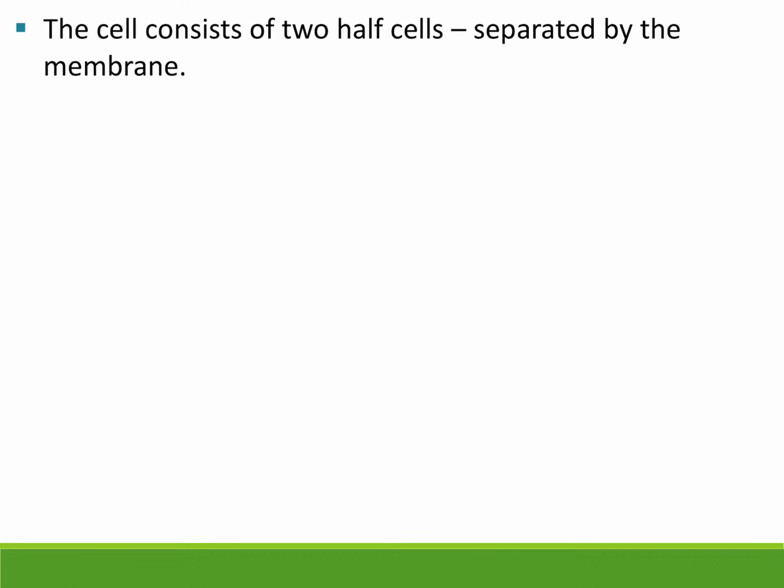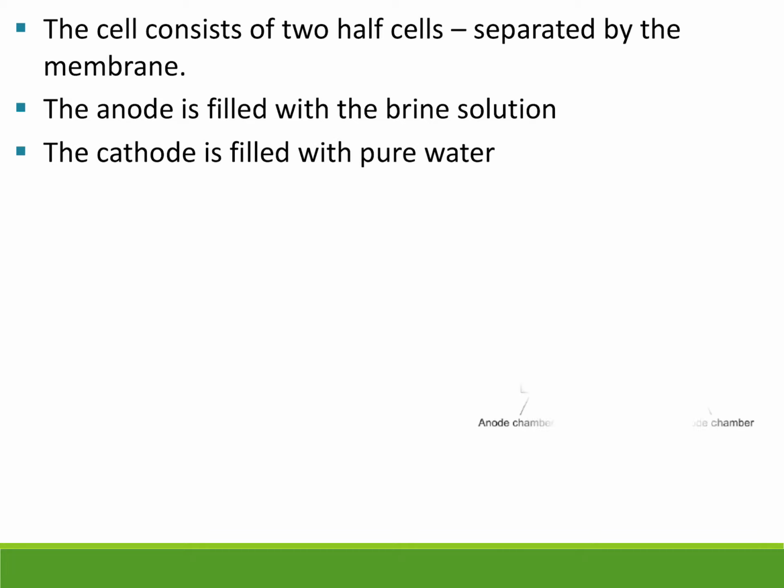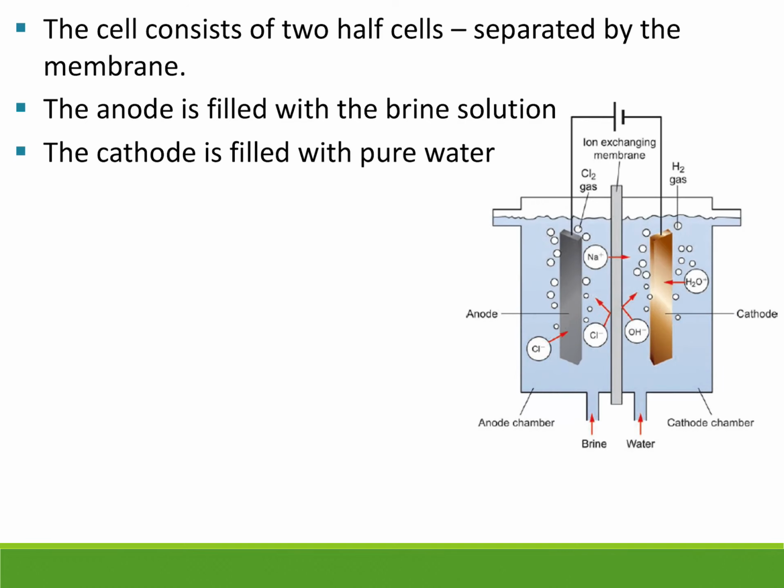So the cell consists of two half cells separated by the membrane. The anode is filled with brine, okay, so filled with the salt water, and the cathode is filled with pure water. All right, the anode is positive. The cathode is negative. You've got to get this right.